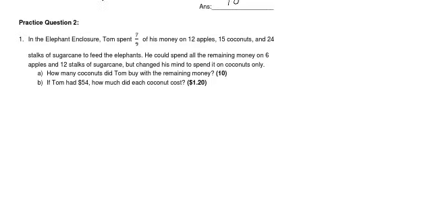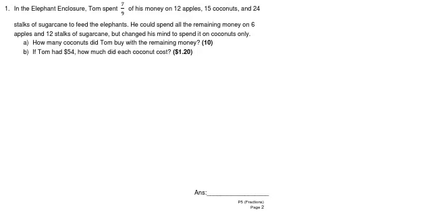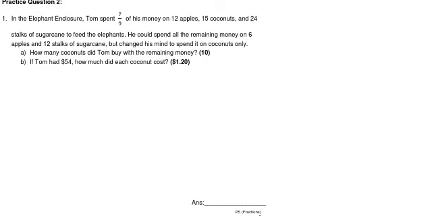Next, in an elephant enclosure, Tom spent 7 over 9 of his money on 12 apples, 15 coconuts, and 24 stalks of sugarcane to feed the elephants. So this is 7 over 9 of Tom's money. He spent it on 12 apples, 15 coconuts, and 24 sugarcane, right, to feed the elephants.